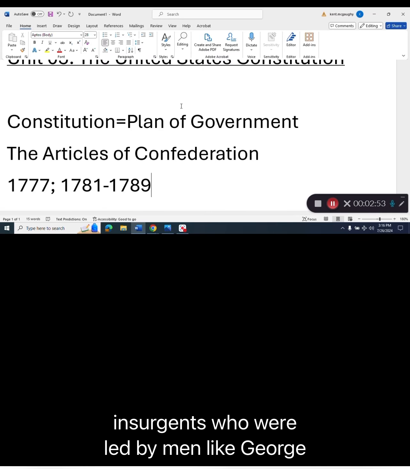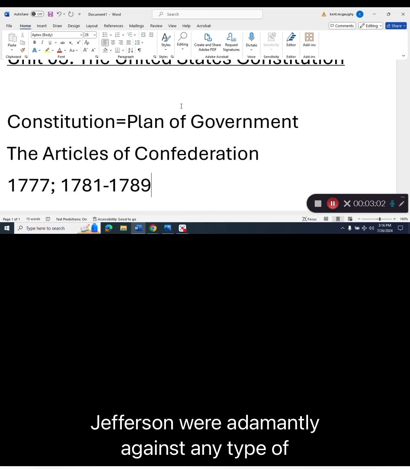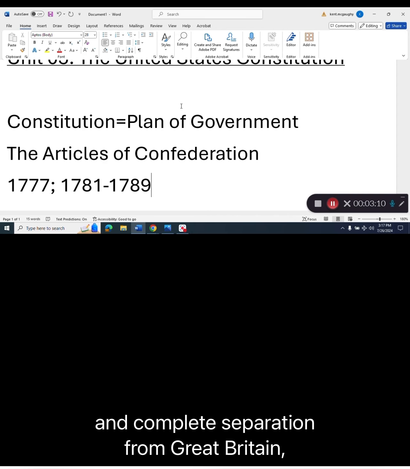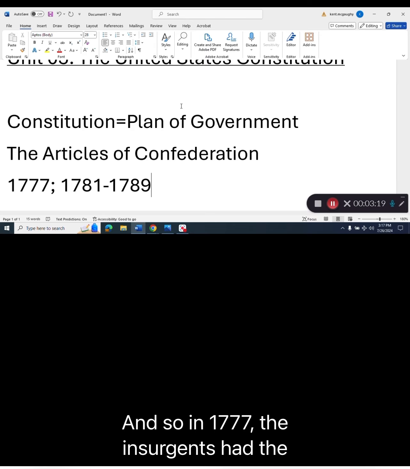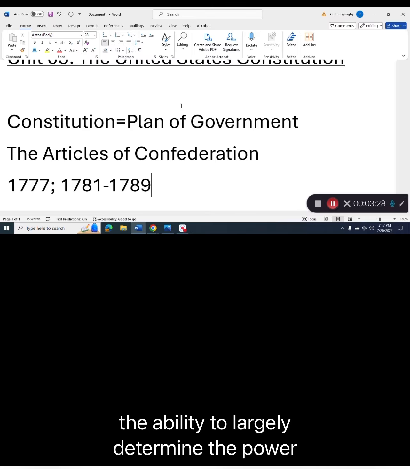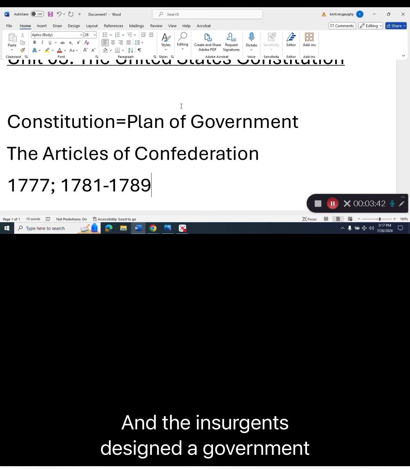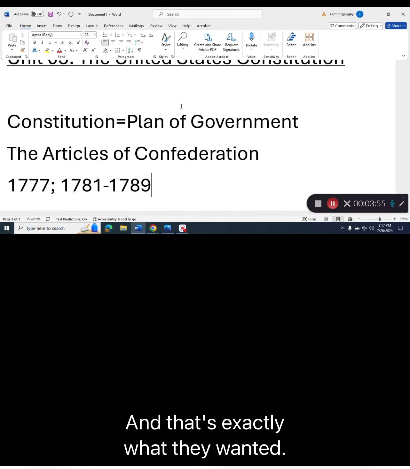And the insurgents, who were led by men like George Washington and Richard Henry Lee and Thomas Jefferson, were adamantly against any type of negotiation with the British that would allow for any other outcome other than a total and complete separation from Great Britain, total and absolute independence. And so in 1777, the insurgents had the majority in Congress. So that gave them the ability to largely determine the power and authority the government would have under the Articles of Confederation. And the insurgents designed a government that was extraordinarily weak to the point it could not function. And that's exactly what they wanted.